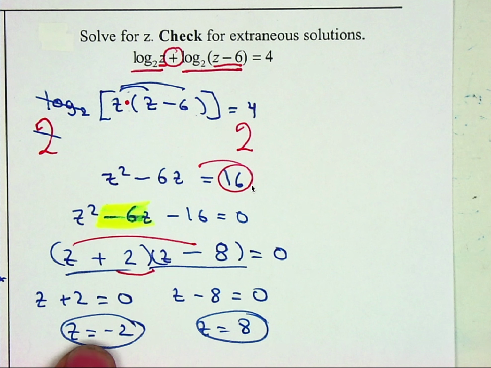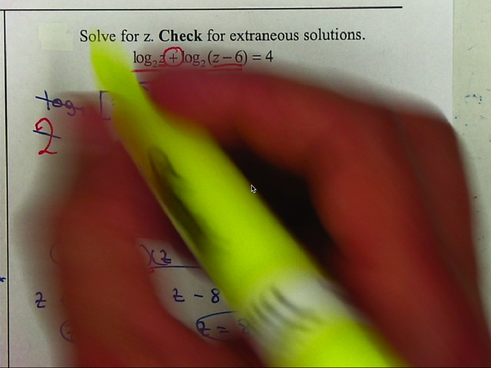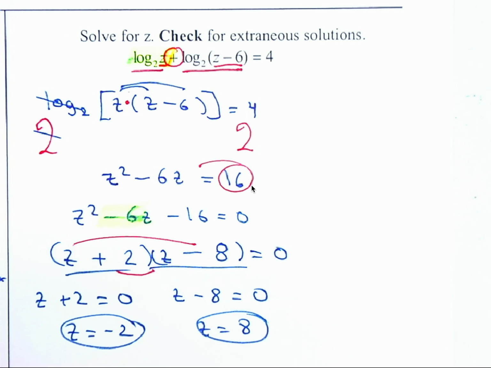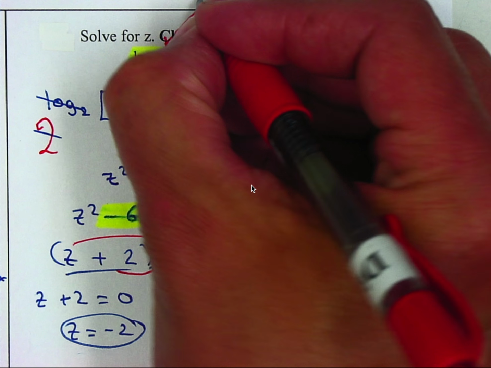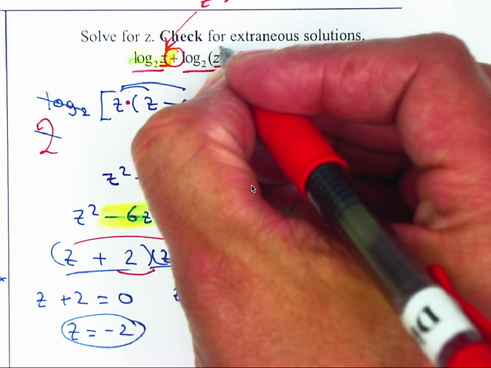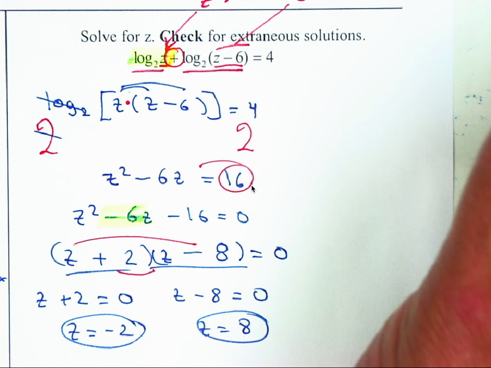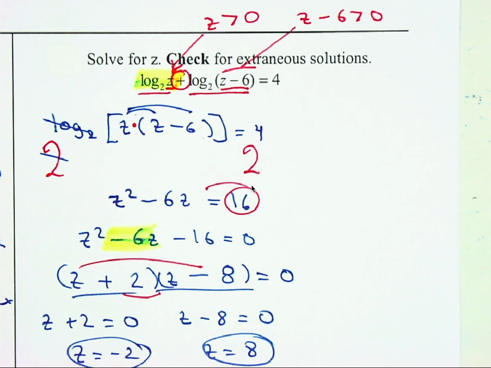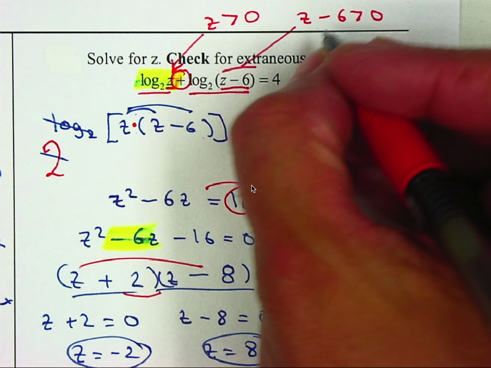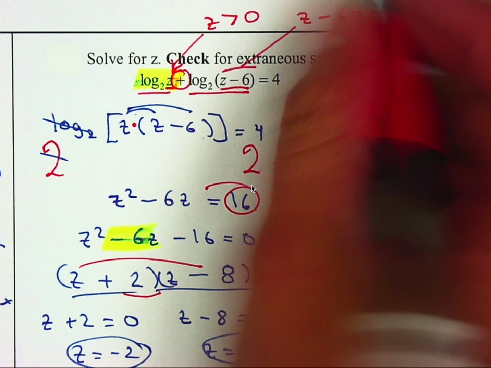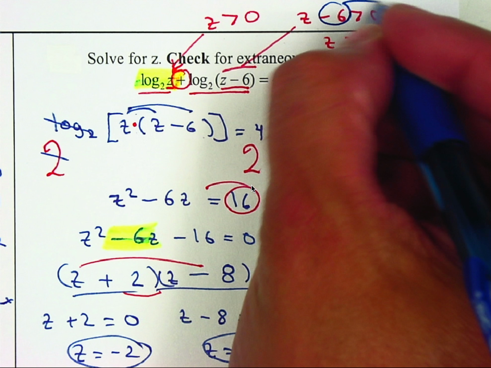Now I need to confirm that those two are correct. The only thing that you need to double check is that whenever you take the log, you can only take the log of numbers that are greater than 0. So therefore, in this case, z has to be greater than 0. And z minus 6 has to be also greater than 0. Therefore, z has to be greater than 6 once you move the 6 to the right.